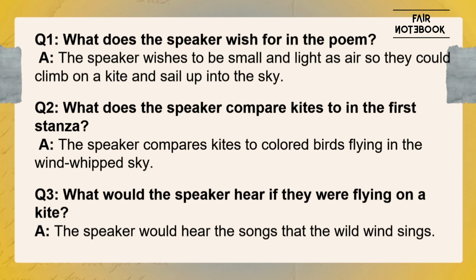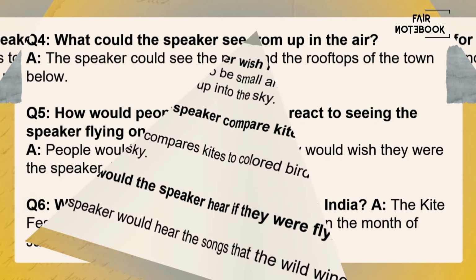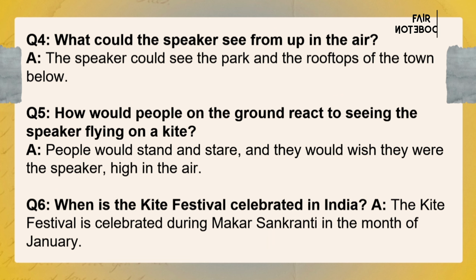Question: what would the speaker hear if they were flying on a kite? Answer: the speaker would hear the songs that the wild wind sings. Question: what could the speaker see from up in the air? Answer: the speaker could see the park and the rooftops of the town below.